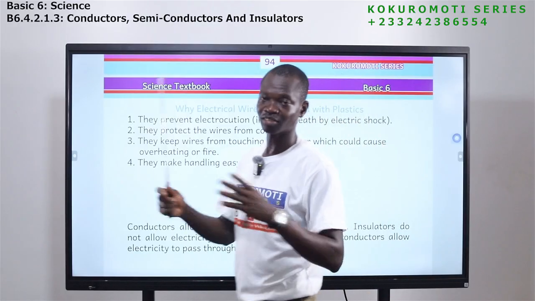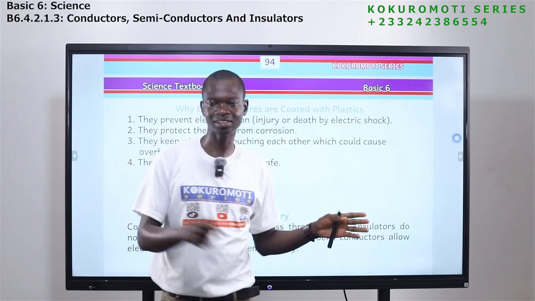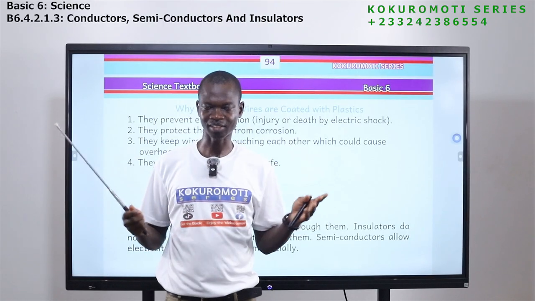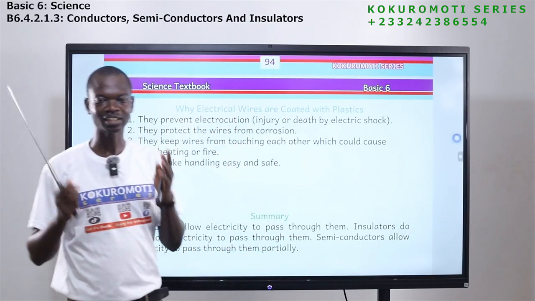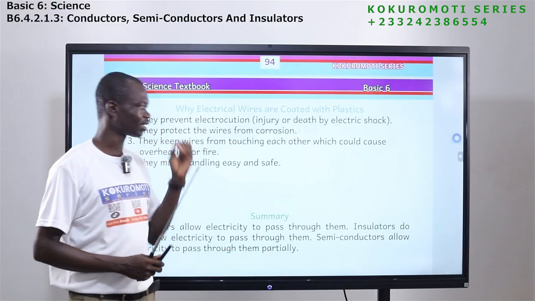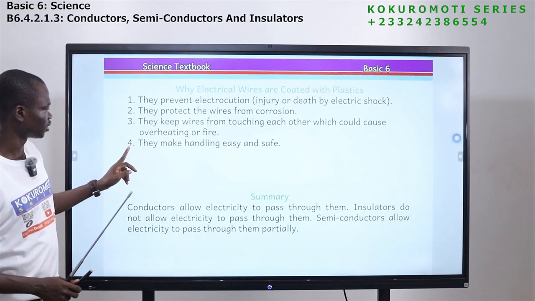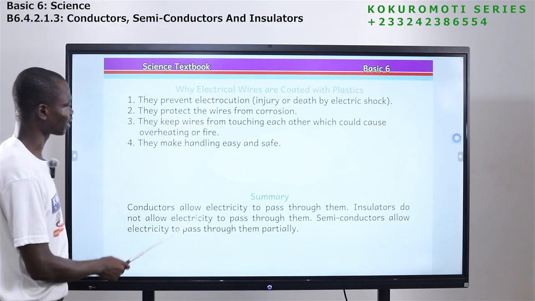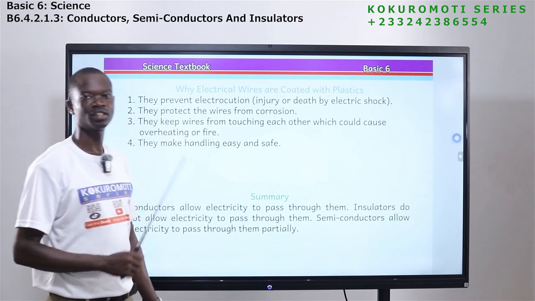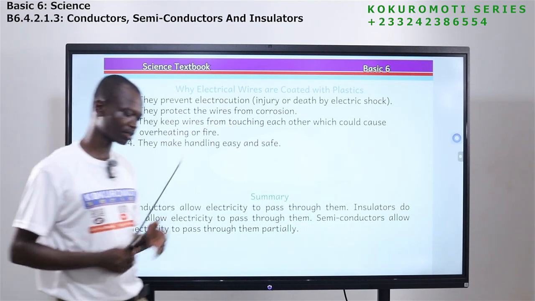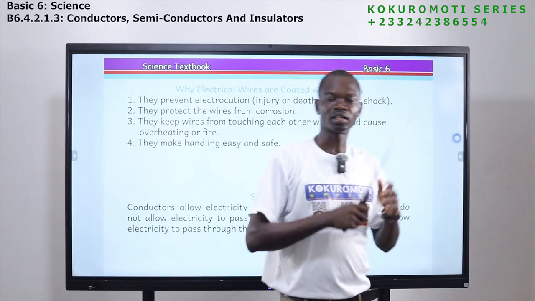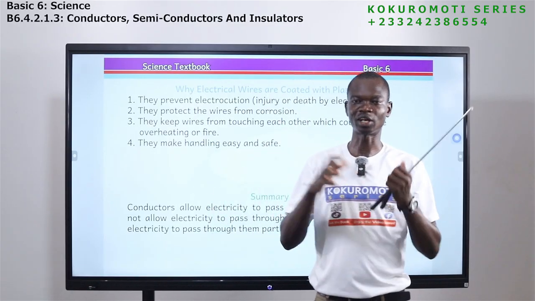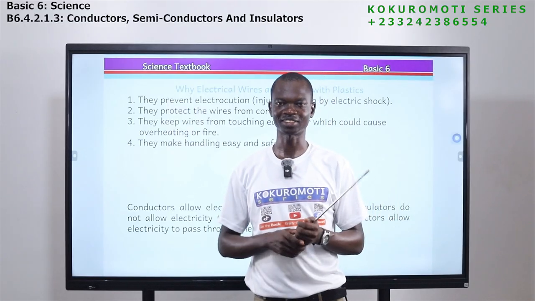The third one, they keep wires from touching each other, which could cause overheating or fire. If the wires are not covered and they touch each other, what do you think will happen? It will spark fire. That is why they are covered. The fourth one, which happens to be the last one here, they make handling easy and safe. If they are covered with plastics, with an insulator, it helps us to handle them. When you are working with them, you feel safe and secured.